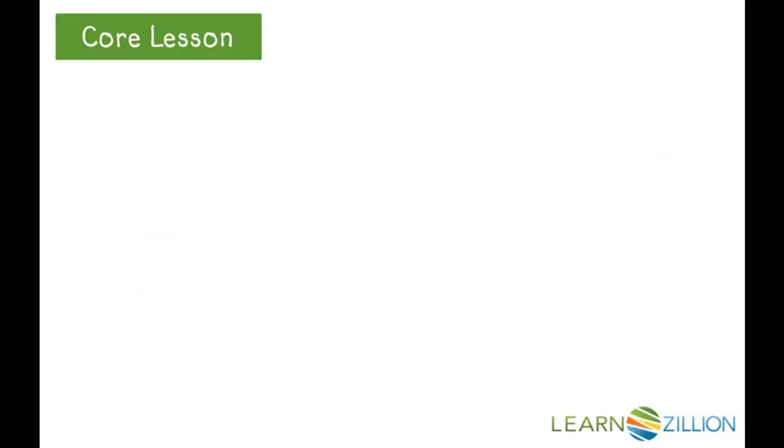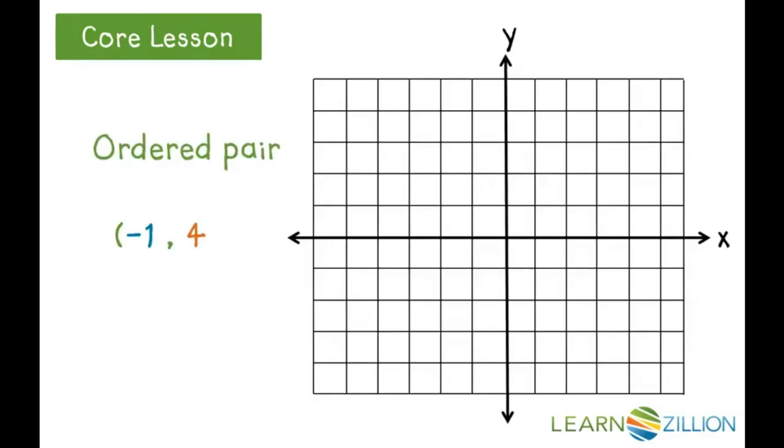Take a different combination like -1 and positive 4. Again, begin at the origin, but this time move to the left 1 space, because the 1 is negative, then move above the x-axis 4 spaces since the 4 is positive, and then we place a point.